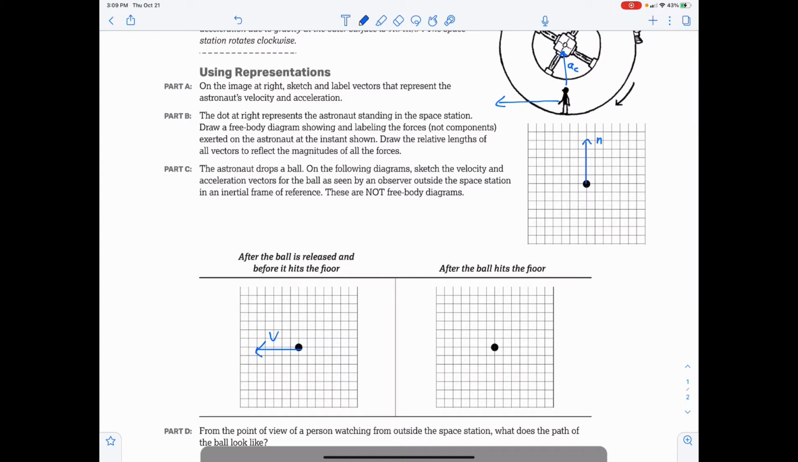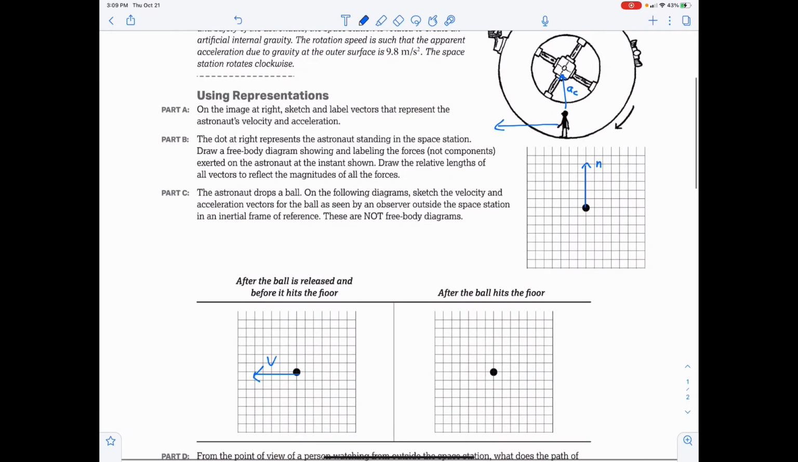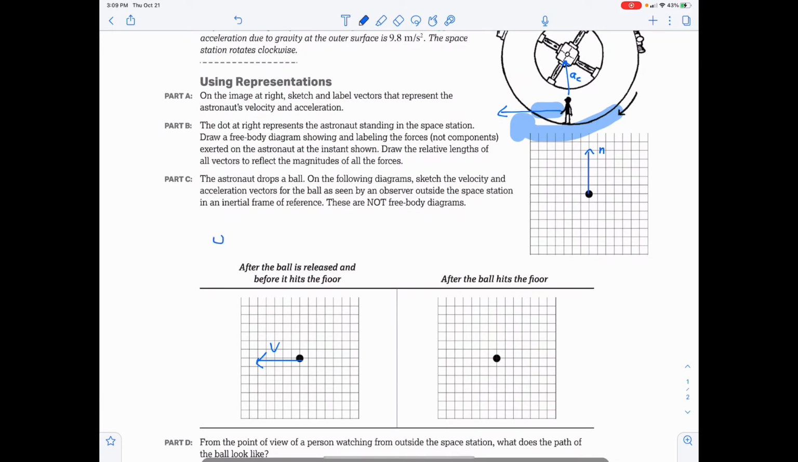Now, this one's a little bit different. There is no acceleration for the ball as it's thrown because it's simply moving in a straight line. But then the space station will rotate a little bit further, and the ball is going to run into the ground. So basically, the ball goes straight. It might seem like the ball is dropped, but the ball is basically released, and it's going to go forward just like the astronaut is moving forward.